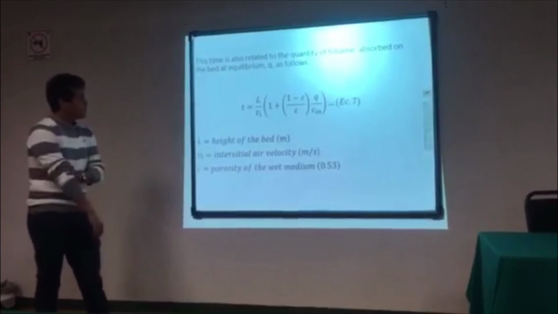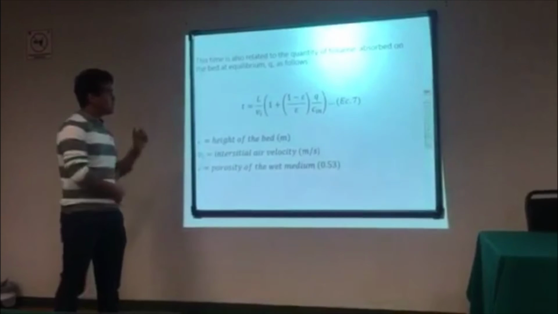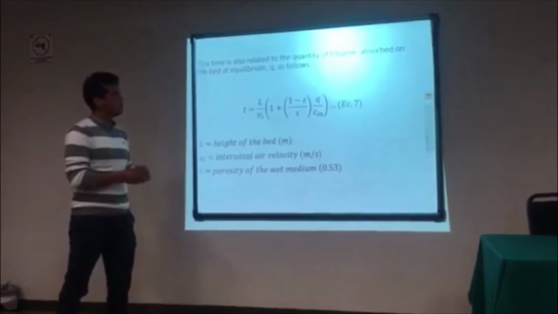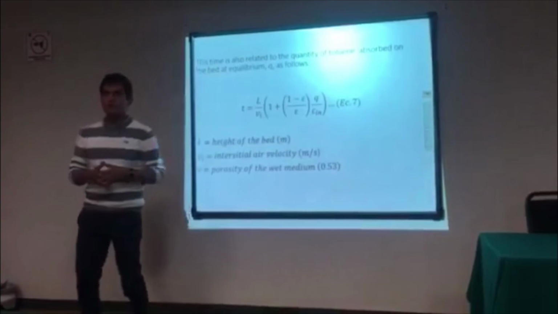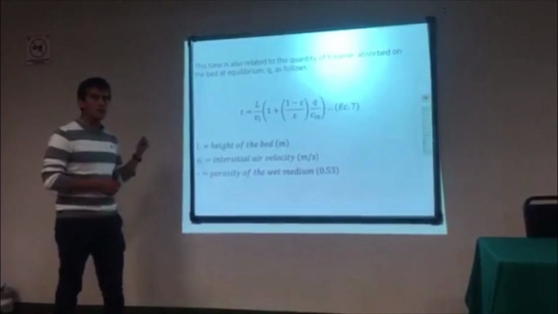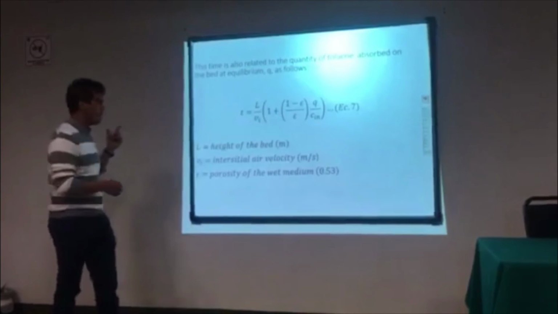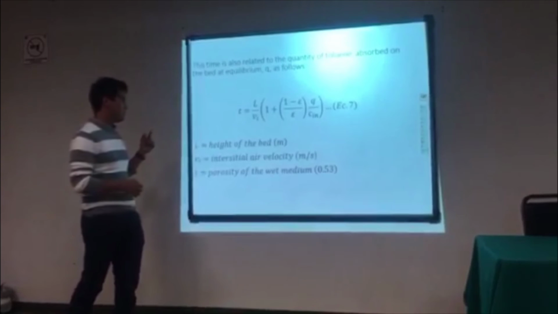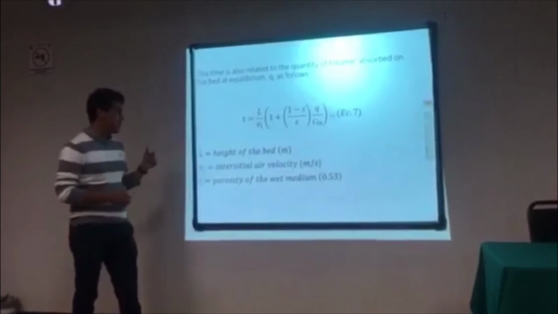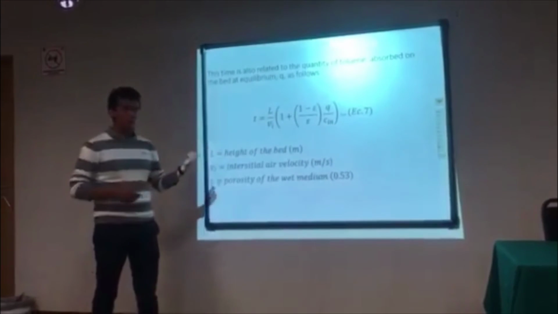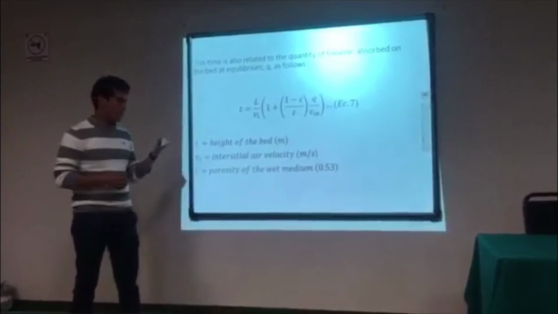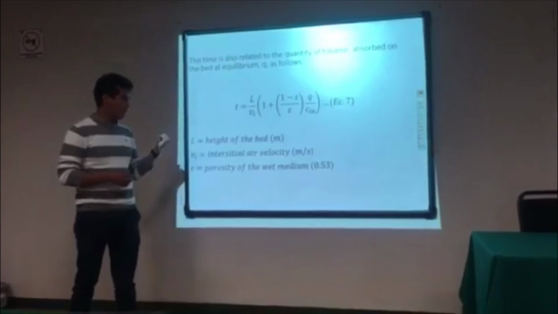Well, to make this plot, we need this equation. This time is also related to the quantity of toluene absorbed on the bed at equilibrium, as follows in the next equation, where T is the time, L is the height of the bed, B is the interfacial area velocity, and epsilon is the porosity of the wet medium, which is a constant, and the value of this constant is 0.53.